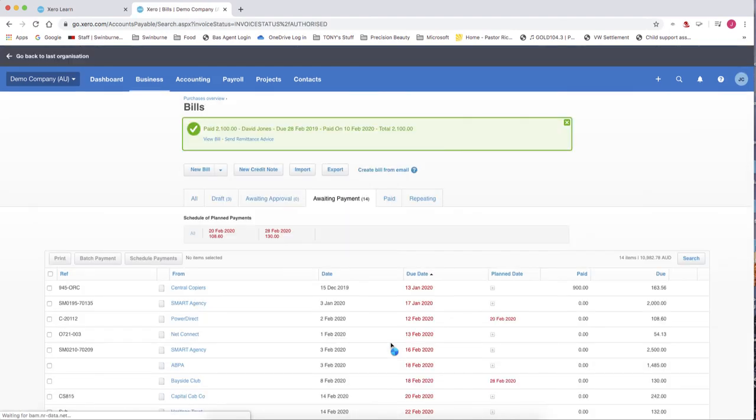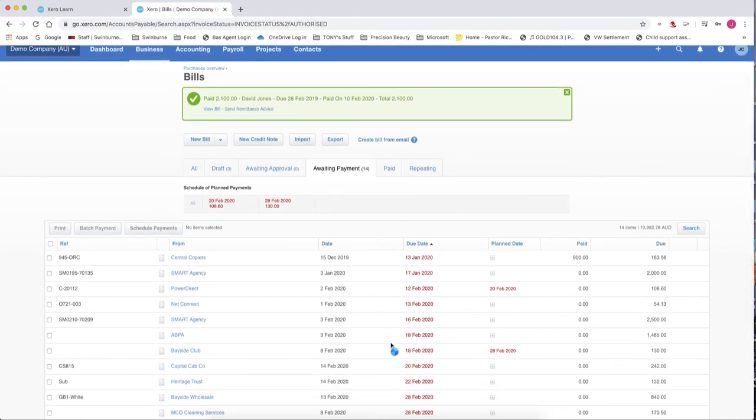Now remember, we just processed this in Xero to say it's paid. That doesn't actually mean we've paid it out of the bank. We would then either have to go into our internet banking and do an EFT, write a check, whatever the case might be. So let's just have a look at that again quickly.